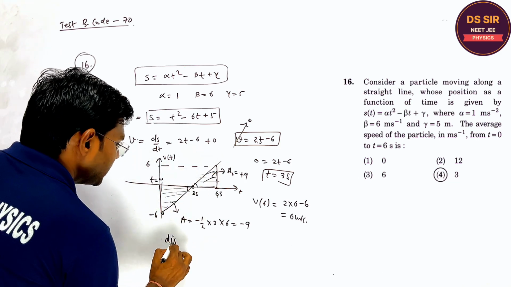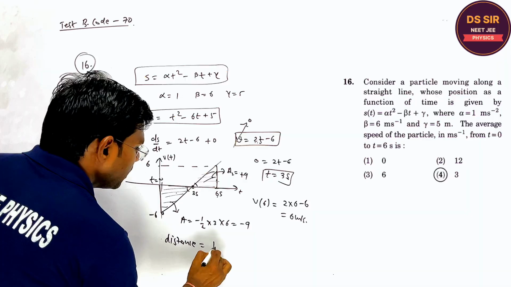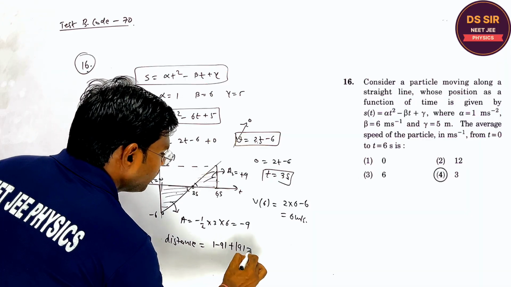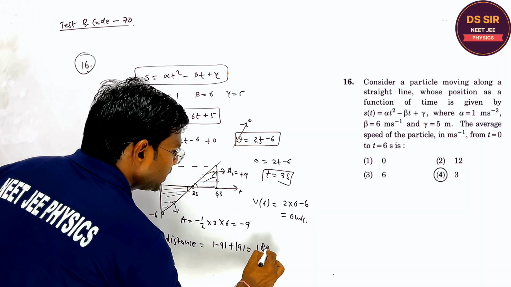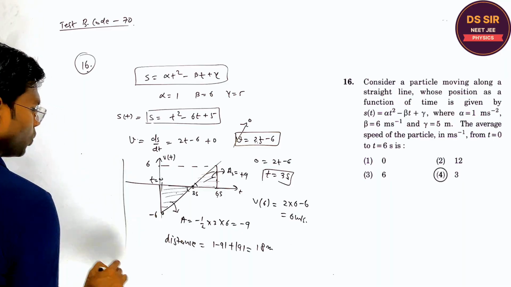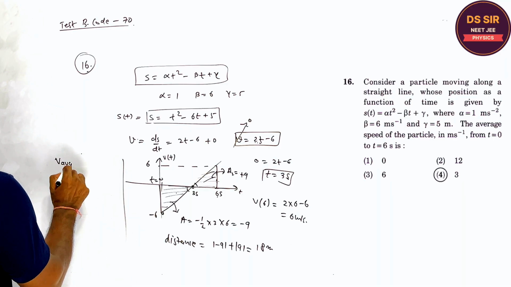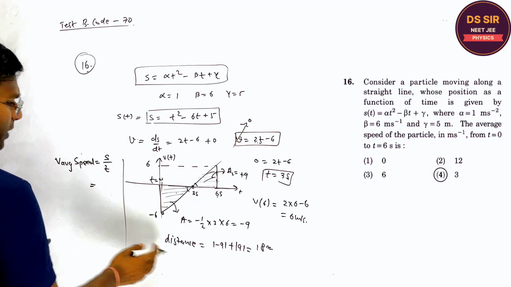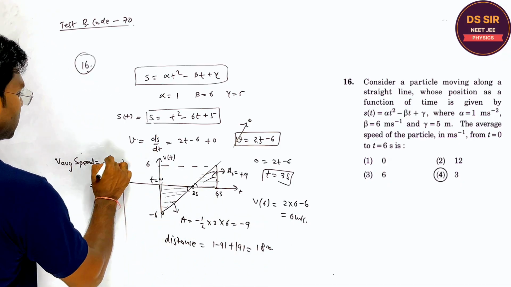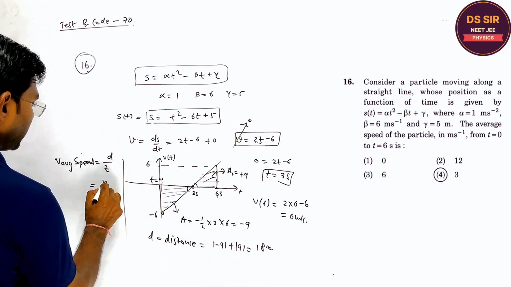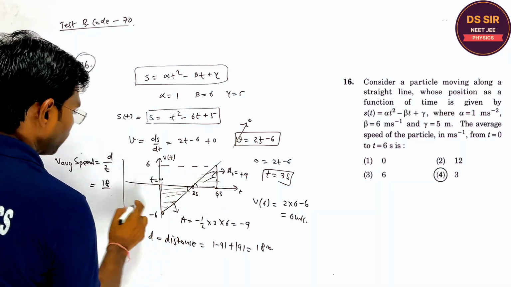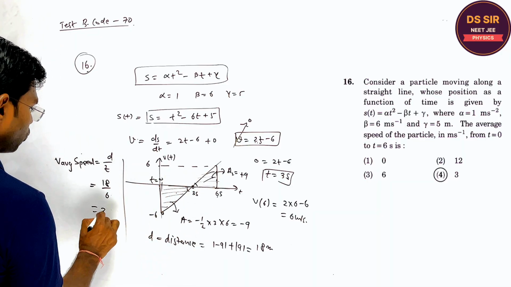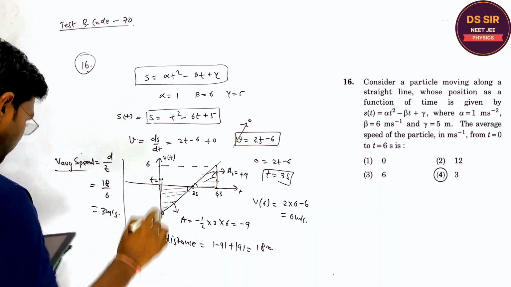So the total distance will be written as minus 9 plus 9, A1 plus A2 area, which is equal to 18 meters, the total distance. So what is the average speed? Average speed is nothing but total distance divided by total time. The total distance is 18, and the total time from 0 to 6 is 6. So 3 meters per second is the average speed, right?